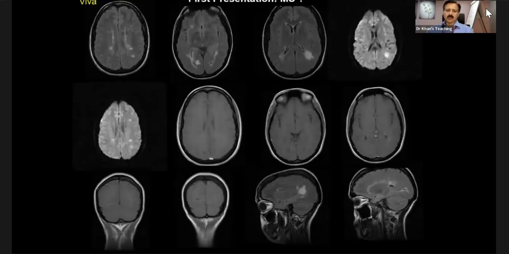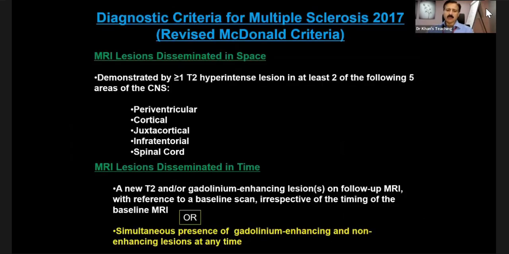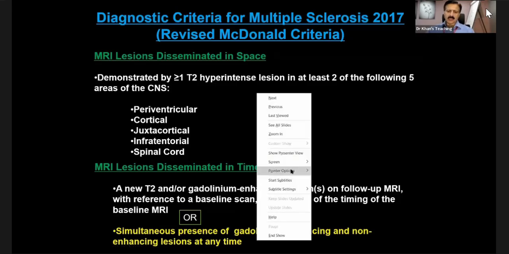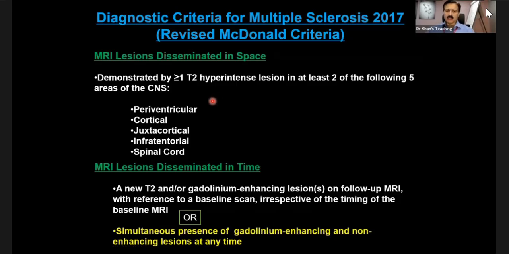We can diagnose this as MS. Let me repeat what I've told you. The point is, what is the definition? At least 2 of the following 5. You don't have to have lesions in all of them. At least 2 and the criteria is met. Periventricular is one criteria, juxtacortical is one criteria. And how many lesions? One or more than one.